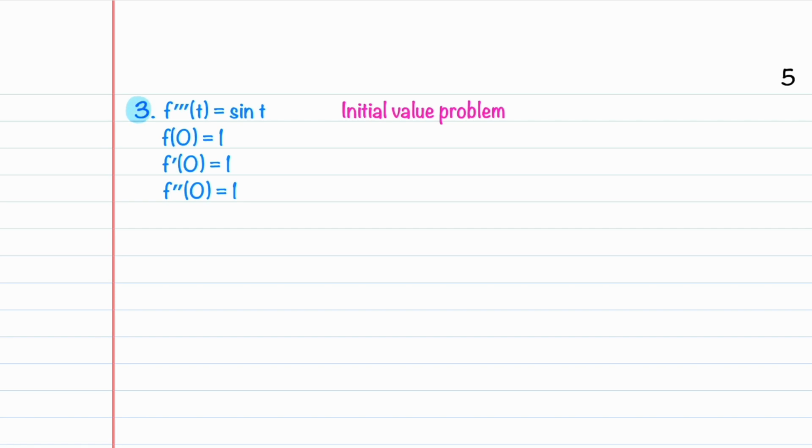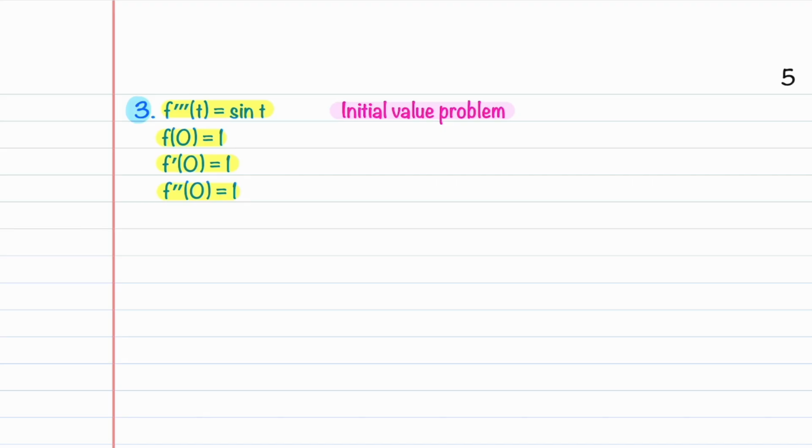In our third example, we are given that f triple prime of t is equal to sine t, and we're also given that f of 0 is 1, f prime of 0 is 1, and then f double prime of 0 is also 1. This is an example of an initial value problem because we're given the value of the function and its derivatives at time t is equal to 0.